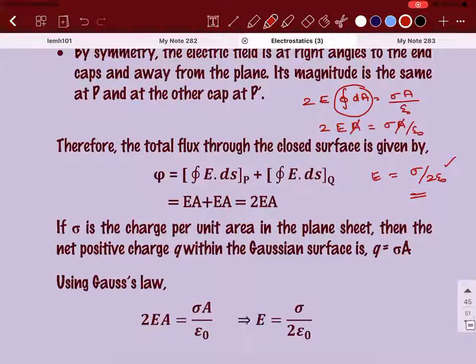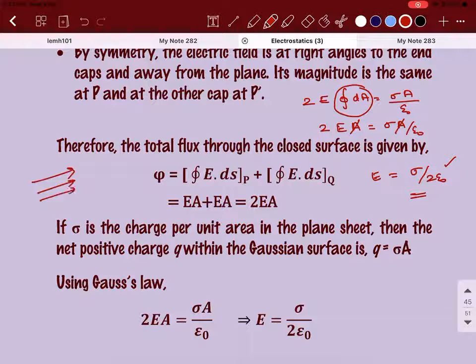So if you observe this, unlike the previous two scenarios, there is something unique about this. What is it? In the first one, what is the expression you got? Electric field is lambda by 2 pi epsilon naught r. Second one, q by 4 pi epsilon naught r square. Here, just sigma by 2 epsilon naught, which means it is independent of the distance. So electric field is a quantity which is independent of whom? Independent of distance.